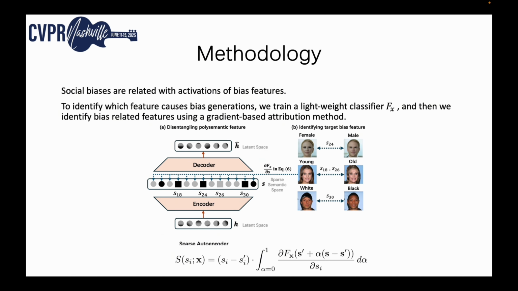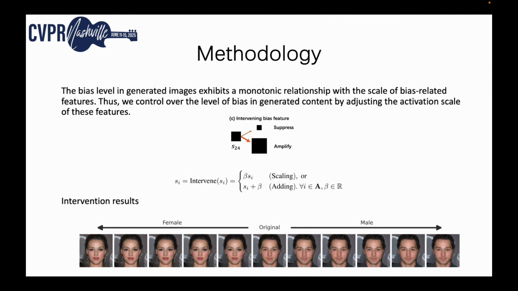Once we have the sparse semantic space, we need to pinpoint which features correspond to specific biases like gender or age. We achieve this, as shown in part B, by training a lightweight classifier f_x on these sparse features, and then use a gradient-based attribution method. The attribution score defined in equation 6 essentially tells us how influential each sparse feature is in producing a particular biased outcome. With the biased features identified, we can then intervene as shown in part C.